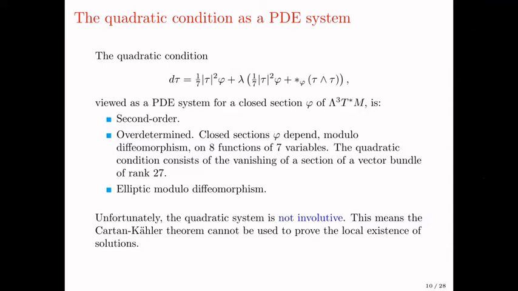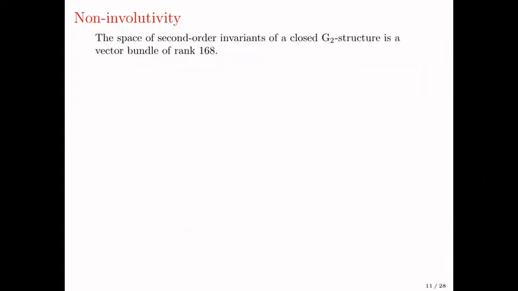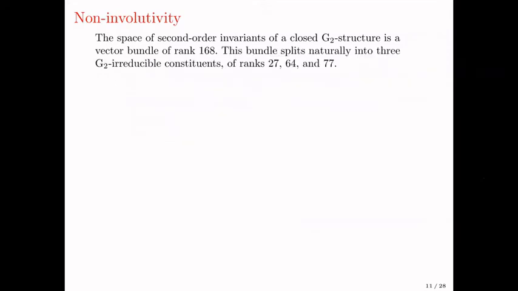That's not that good a thing from the local existence theory. So let me explain where this non-involutivity comes from. Okay, now for any closed G2 structure, the space of second order invariants turns out to be a vector bundle of rank 168. And it splits naturally into G2 irreducible constituents of ranks 27, 64, and 77.